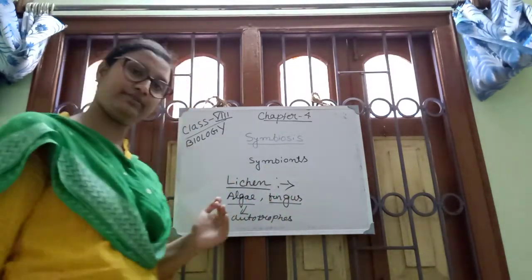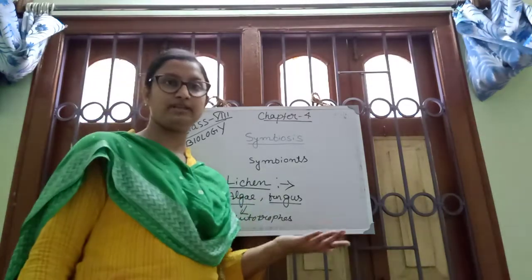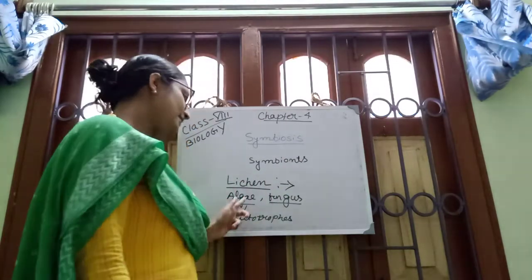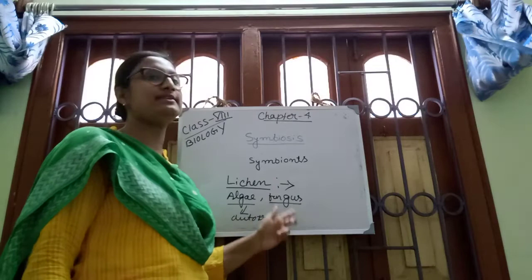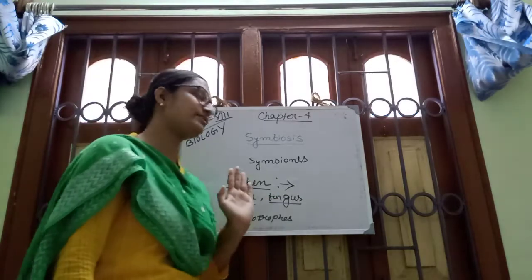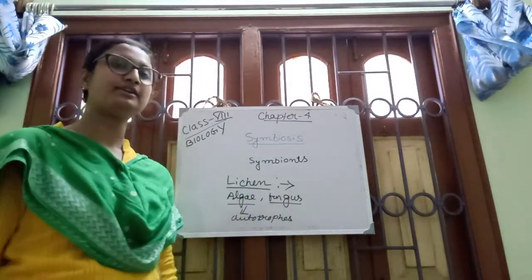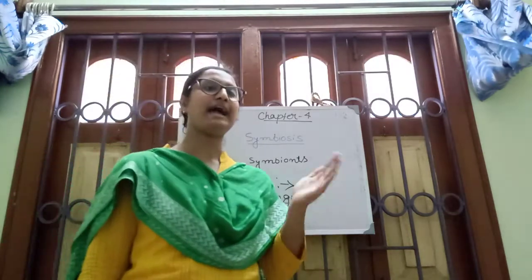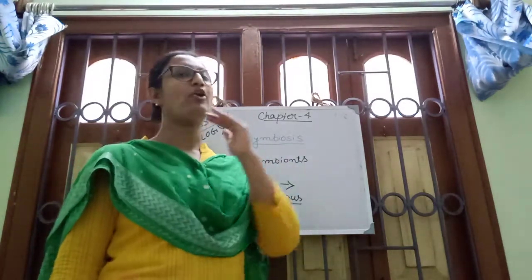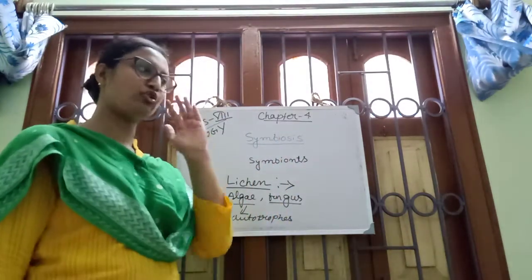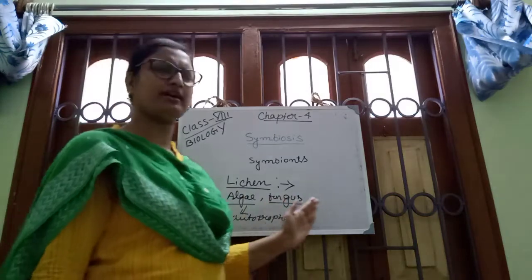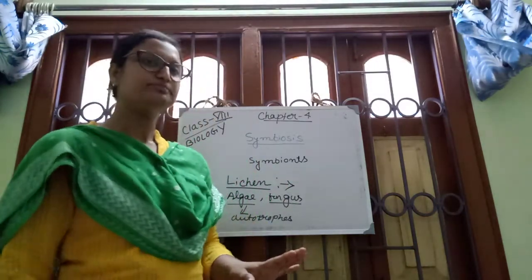Both are benefited. How does the algae benefit? The fungus provides minerals and water to the algae, and the algae provides food to the fungus. That's why the algae can prepare the food, and this food is shared with the fungus. Both are mutually benefited, this relationship is called symbiosis, and the organisms are called symbionts. Lichen is the most common and excellent example, usually algae and fungus, sometimes photosynthetic bacteria also.